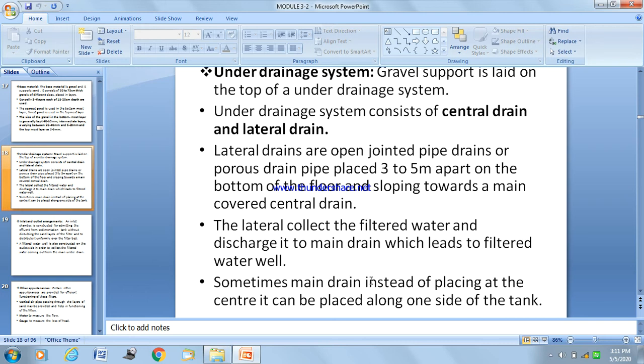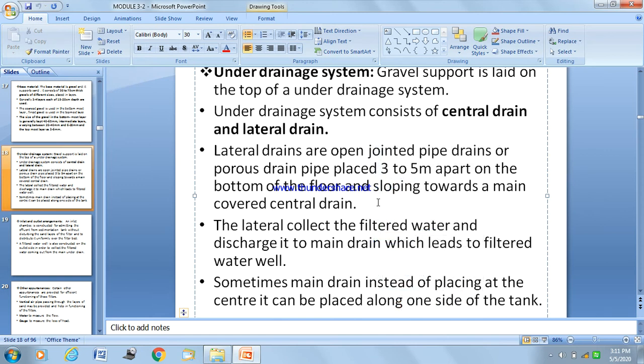So this gravel is laid on the top of the under drainage system, meaning the lateral drain. The under drainage system consists of lateral drains, which are connected to a central drain. The lateral drains are porous drain pipes placed 3 to 5 meters apart on the bottom of the floor, sloping towards the main covered central drain. From the central drain, the water is collected and moves into the filtered water well.